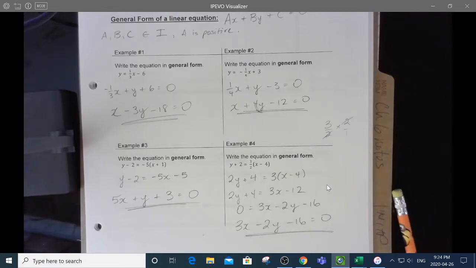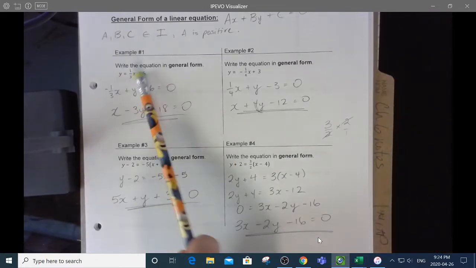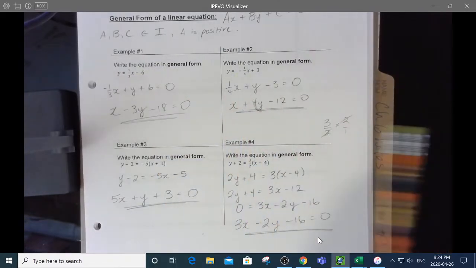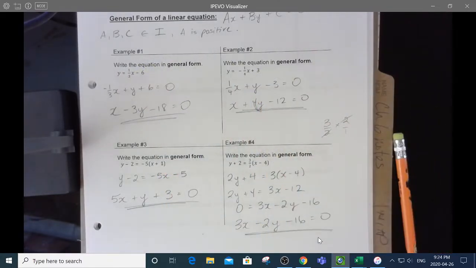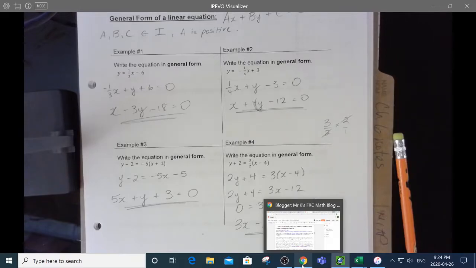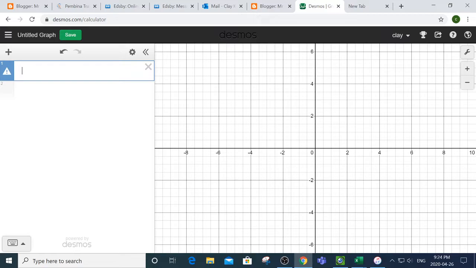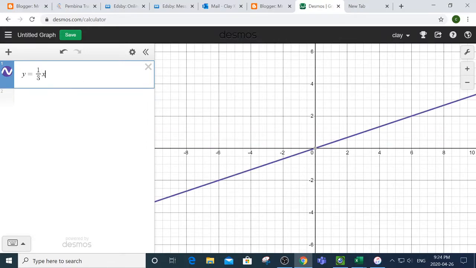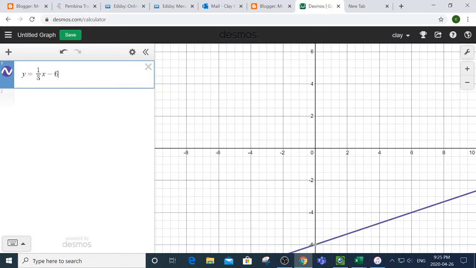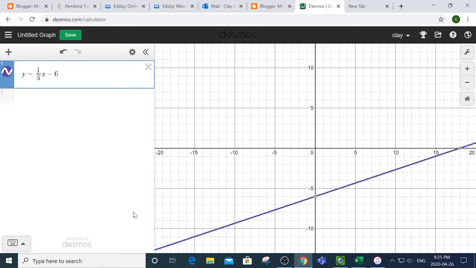And just to show you what this looks like, graphing calculators tend to need equations to look like the slope y-intercept form. The Desmos program doesn't. Desmos can actually graph things in pretty much any way that I want them to. So let's take a look. That first example was y equals 1/3 x minus 6, right? There's the line for that. Let me zoom out a little. There we go. You can see it better.